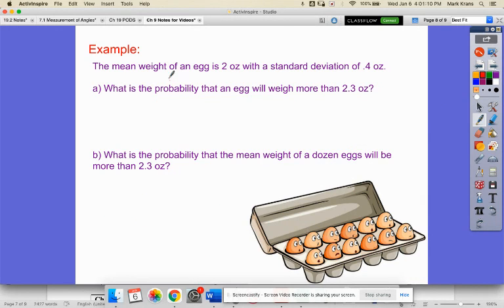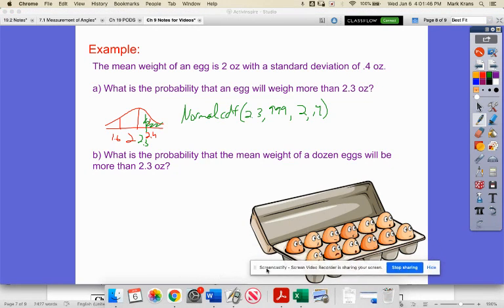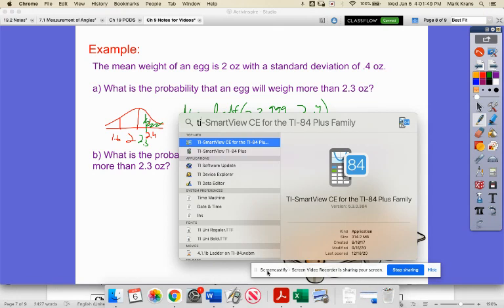So take a look at this. Weight of an egg, 2 ounces, standard deviation, 0.4 ounces. Okay, so we're looking at something like this. Here's my 2, here's my 2.4, and here's my 1.6. What's the probability that an egg will weigh more than 2.3? Well, I can do normal CDF, and we'll go from 2.3 to 999, and we'll make my mean be 2 and my standard deviation be 0.4. Okay, and do I have my calculator open? I'll open it, but I'll work on the next one in just a second.